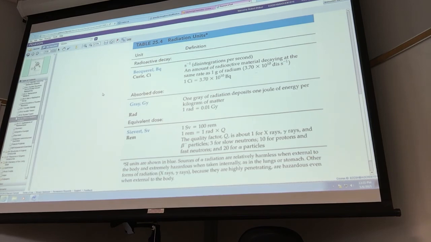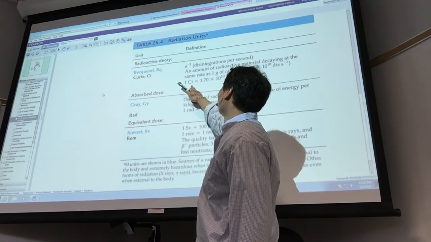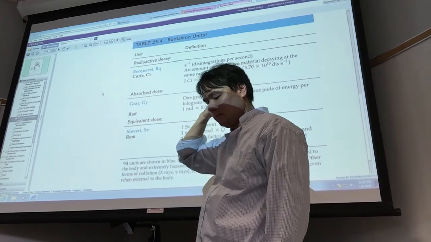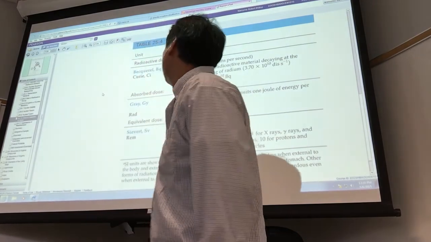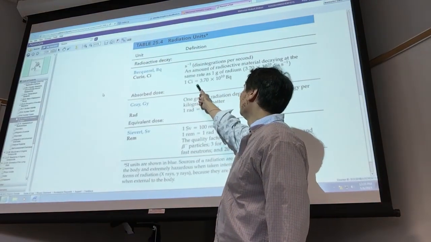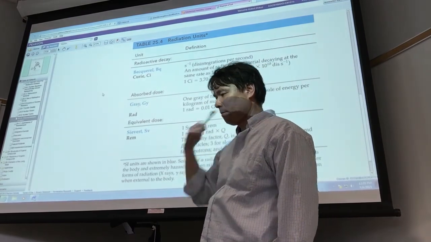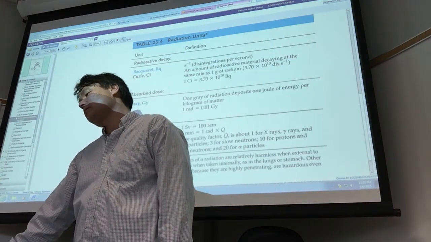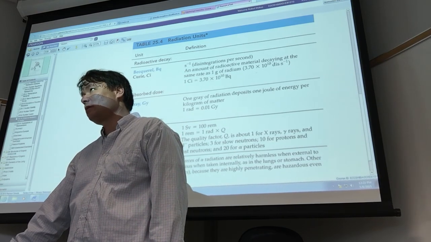Or 1,000, let's say, alpha particles per second. That would be 1,000 curies. Actually, becquerel, because these numbers are much bigger. 1 curie is 3.7 times 10 to the 10 becquerels. A becquerel is a disintegration per second, and so it's just these huge numbers.